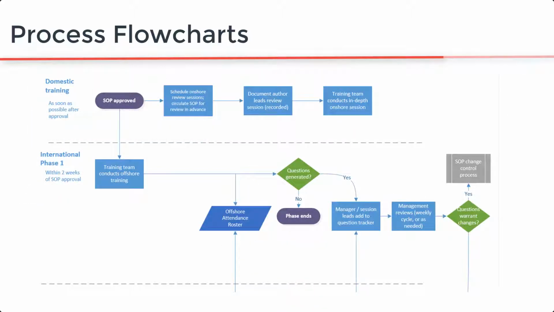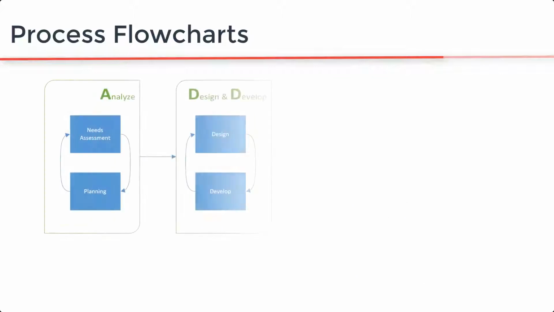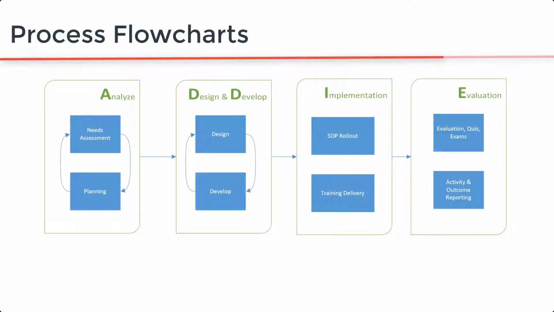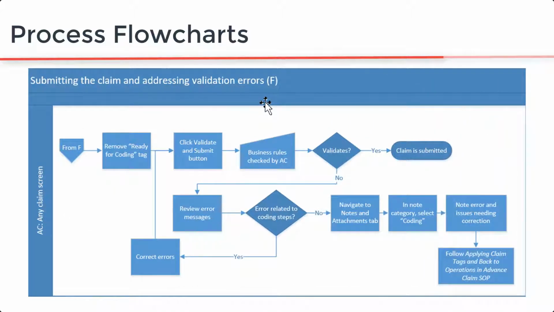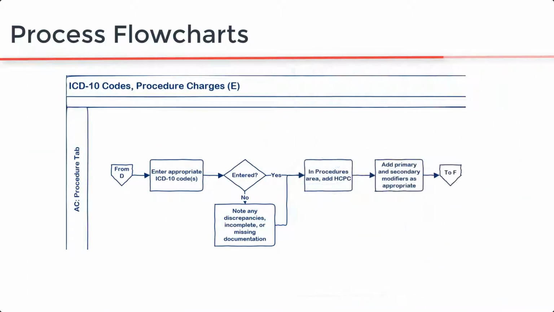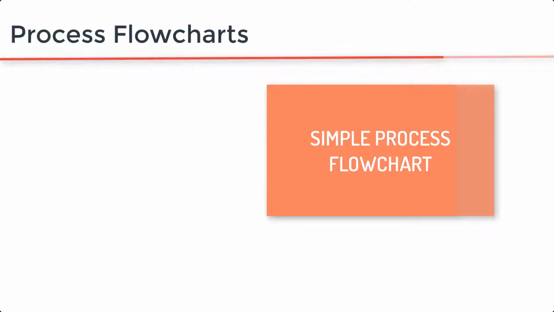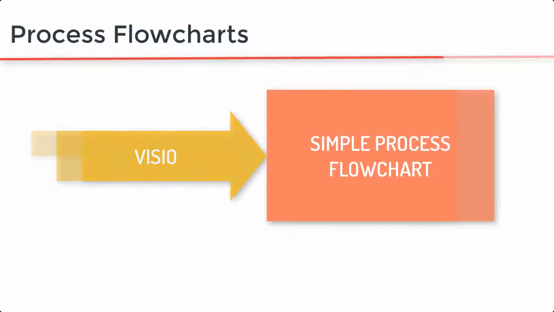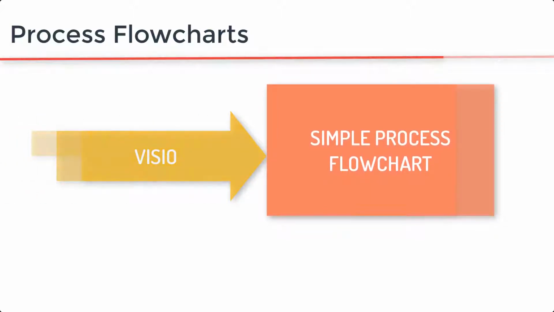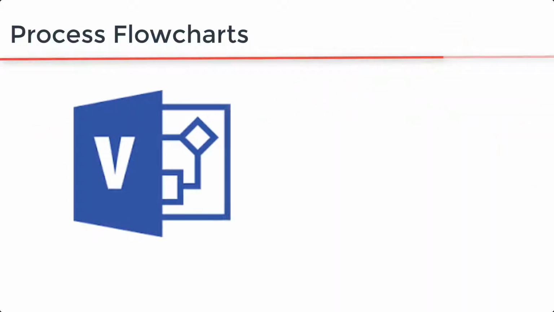Enter process flowcharts. Process flowcharts are visual diagrams of how something works at a glance. They're used for a multitude of purposes, such as workflow management, process improvement, programming, and even documentation. In this video, I'm going to show you how to create a very simple process diagram with Microsoft Visio. Visio has a ton of features that make building flowcharts and other diagrams really easy.